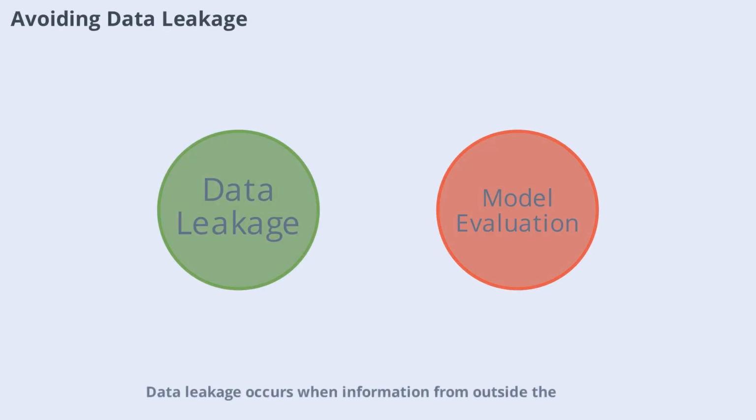Data leakage occurs when information from outside the training dataset is used to create the model, leading to overly optimistic performance estimates. Properly separating training and test data and using fit and transform correctly helps prevent leakage and ensures the model's real-world performance is accurately measured.